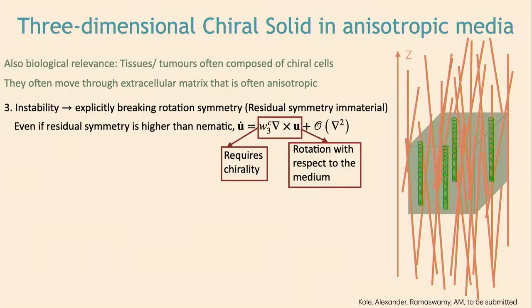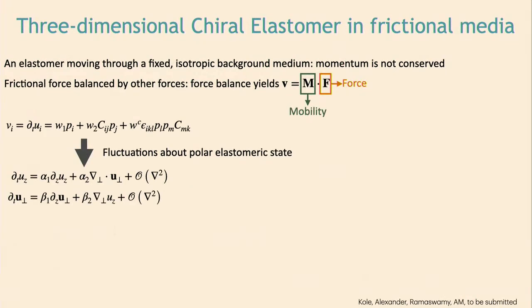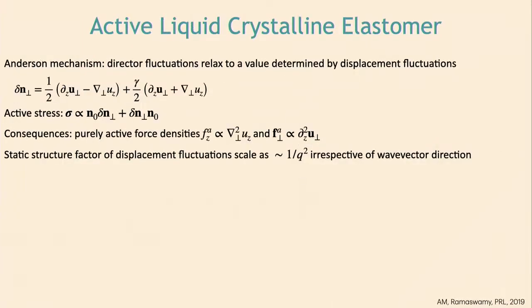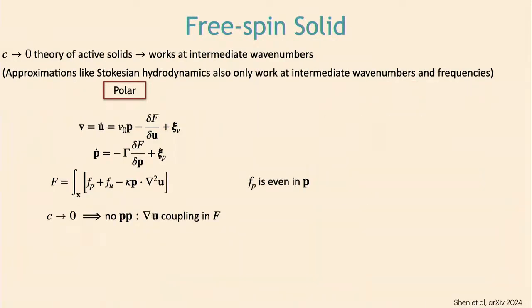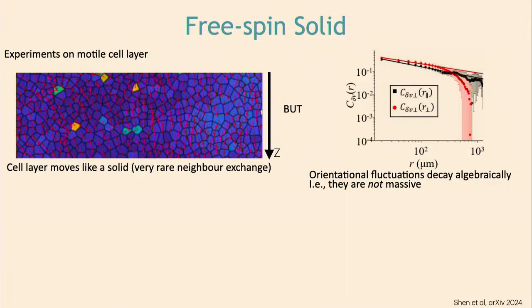In the slide where you showed experiments on the motile cell layer, you mentioned that there is very rare neighbor exchange. So is it like a solid flock? Yeah, it is a solid flock. That's the whole point. It's a solid flock, but I told you that in a solid, the director fluctuations are always massive, which means theta squared goes to some constant at small q. Here, they measured theta squared, and they found that it doesn't go to a constant, it diverges at small q, small wave numbers. That was the puzzle.